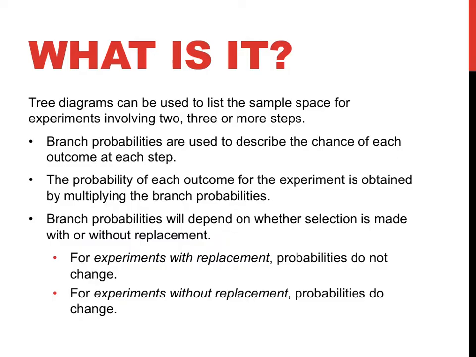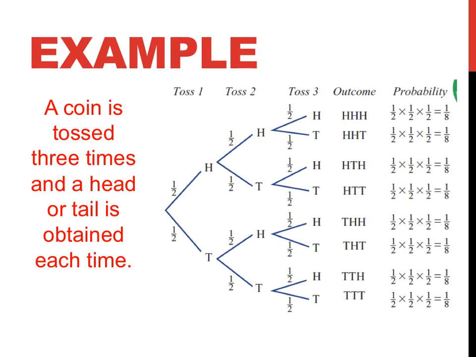Tree diagrams can be used to list the sample space for an experiment that involves 2, 3, or more steps. The branches of the tree are used to describe the outcomes of each step after the first one, after the second one, after the third one. How we work out the probability of obtaining an outcome for an experiment with more than one step is by multiplying the branches of the tree. The probability will depend on whether or not the selection is made with or without replacement. Cool. So this is an example of one.